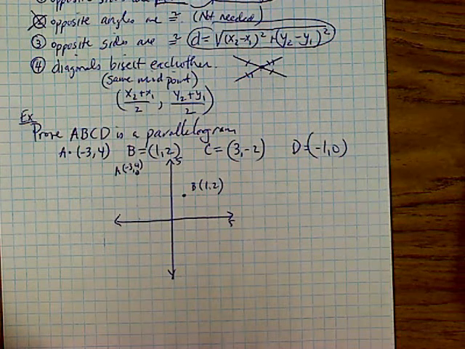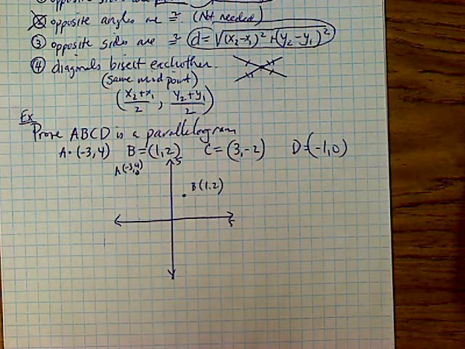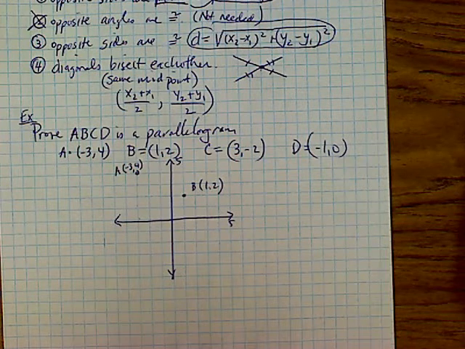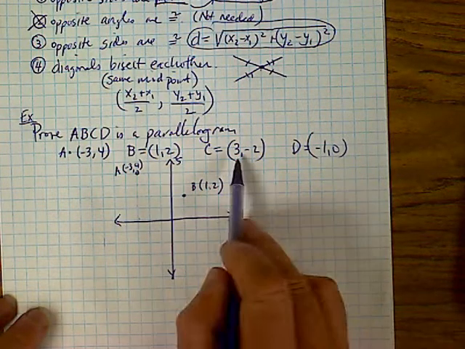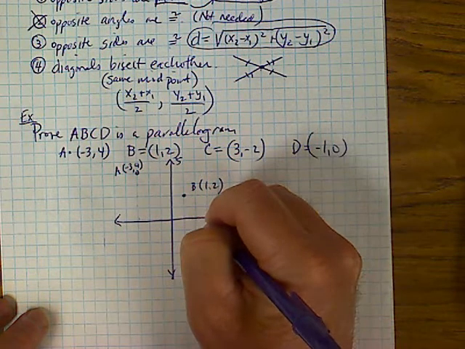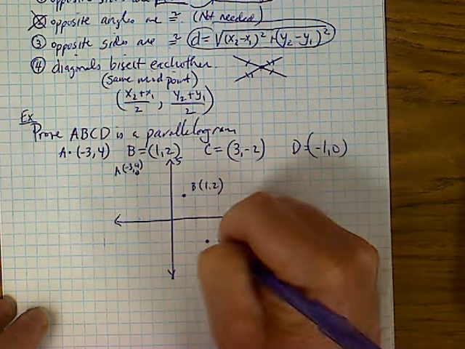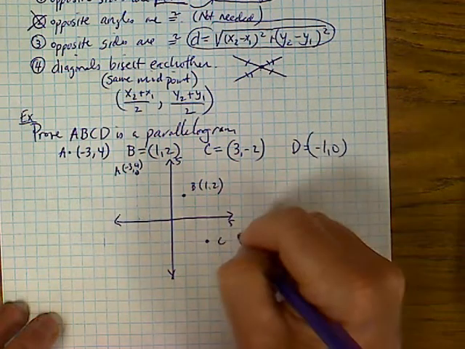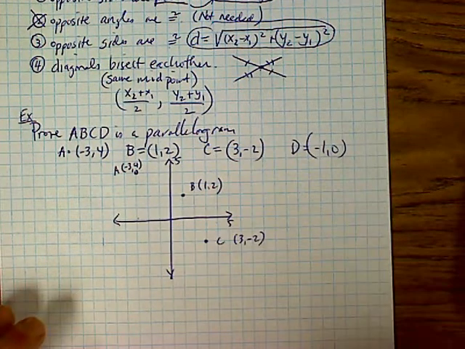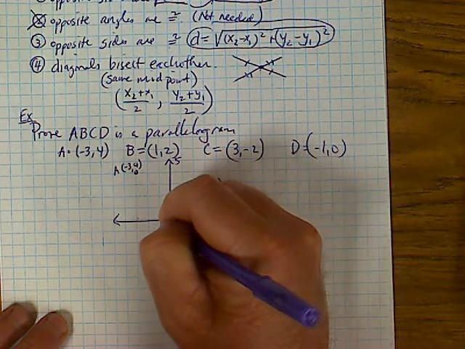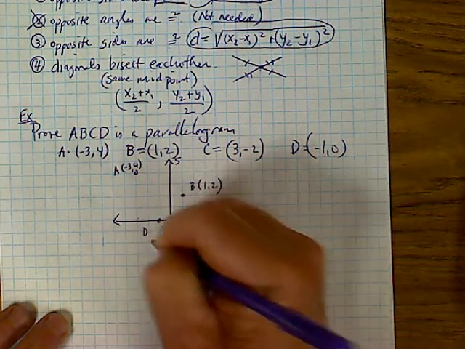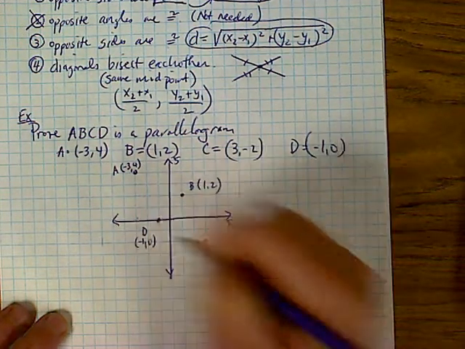Let's go ahead and plot the next point. Okay, what is the next point? Next point C is (3, -2). Okay, so there's point C, (3, -2). And lastly, (-1, 0) is there. There's point D, (-1, 0).